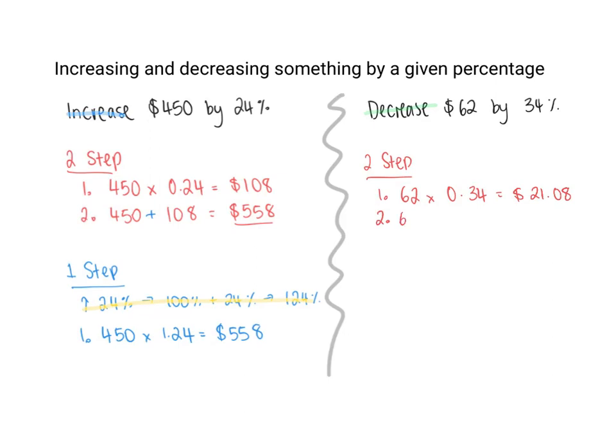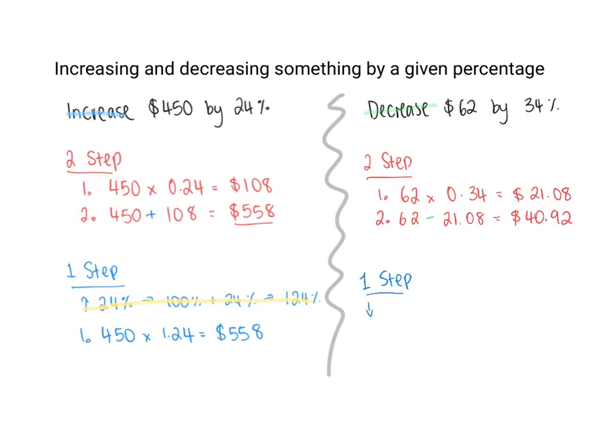Then step 2, because this is a decrease question, we're going to subtract. So we would do 62 subtract the $21.08, which would give us the $40.92. Again, there is a one-step method to do this, technically two if you think about what you're doing.